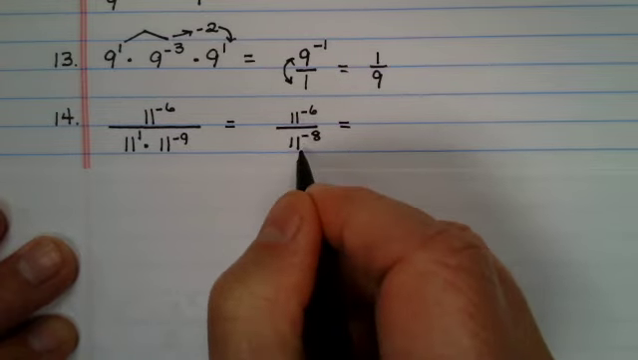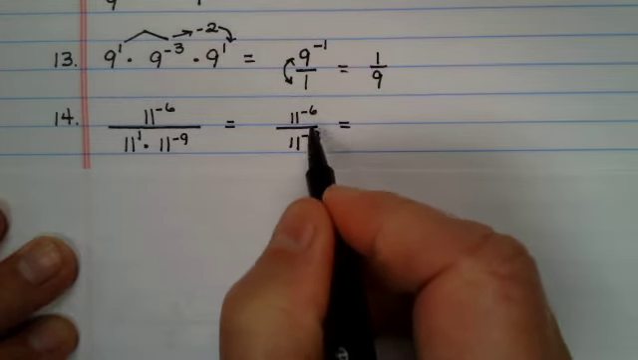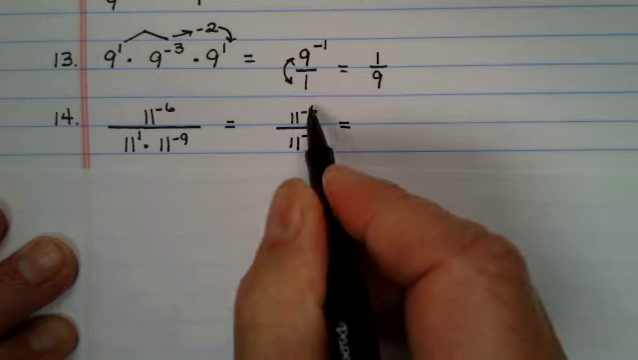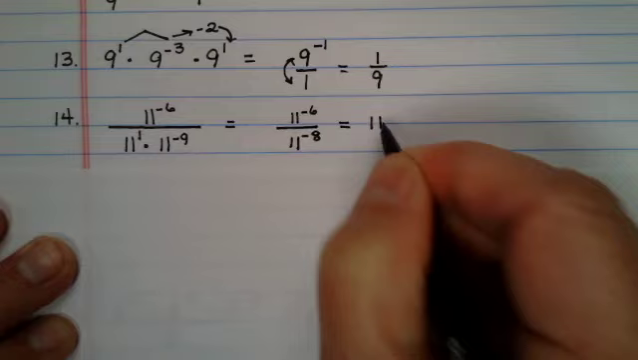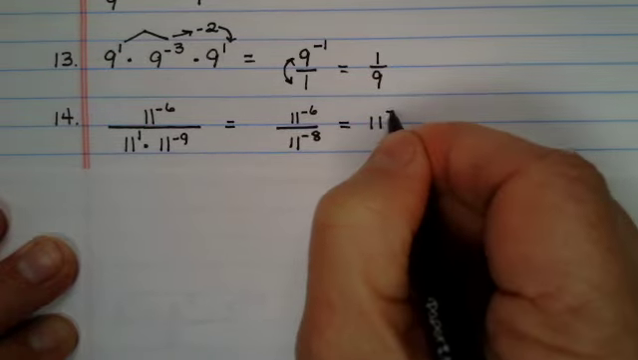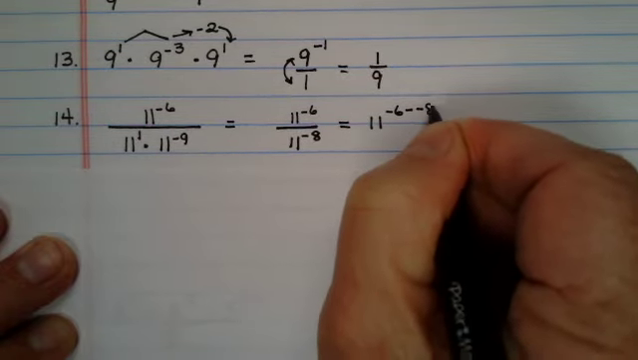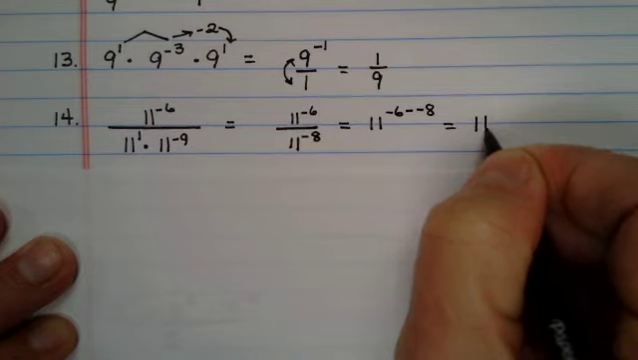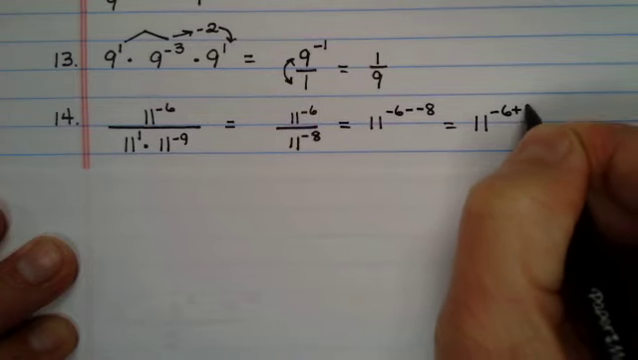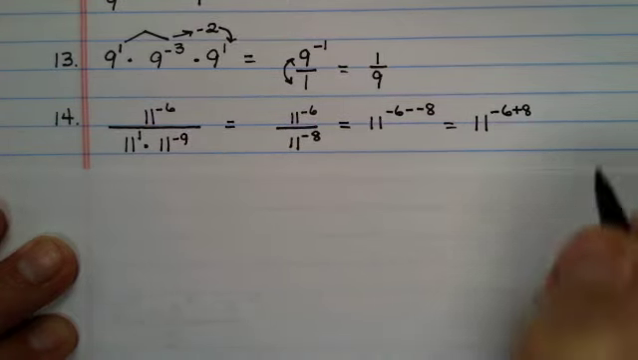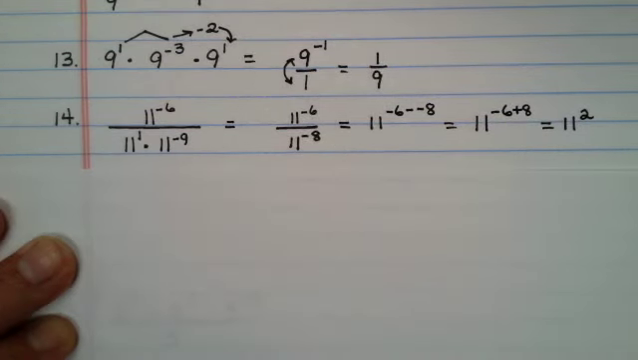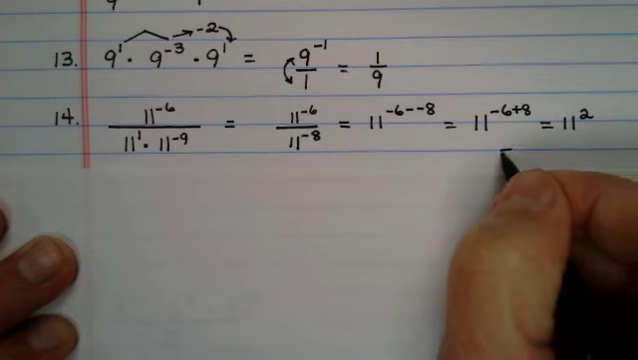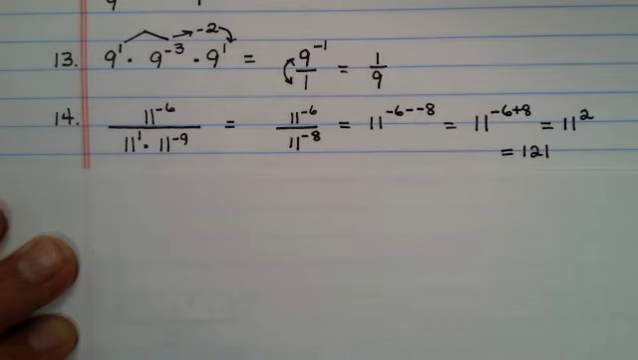These have the same bases. What do you do with your exponents when you have the same base and you're dividing? I need to subtract these exponents. So I'll write down my base, negative 6 minus a negative 8. Negative 6 plus 8 is 2, so 11 to the second power. 11 times 11 is 121.